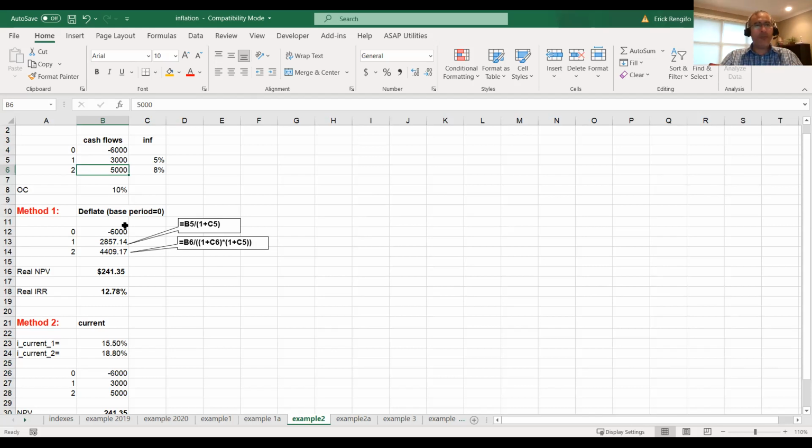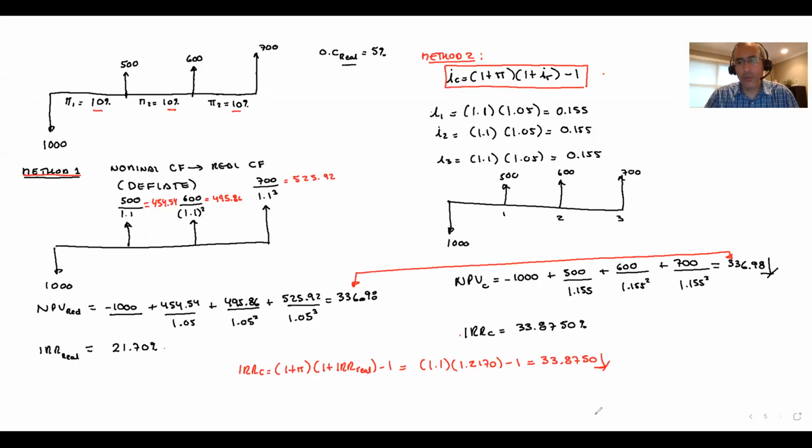So first method, deflate the cash flow. What I'm doing is dividing 3,000 by 105. And then the next number is going to be 5,000 divided by 105 and times 108. So let's do this first by pen, just to be sure that we all understand what we are doing. And then Excel is going to be very simple.